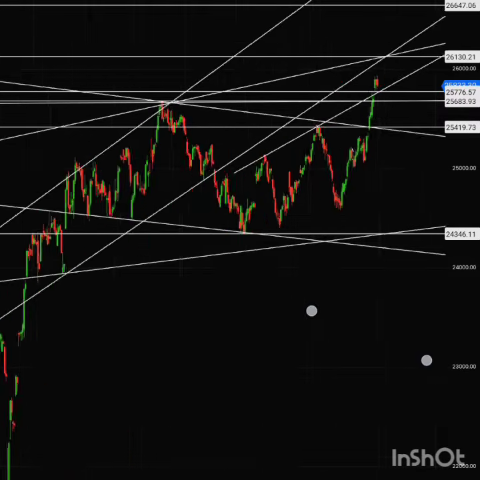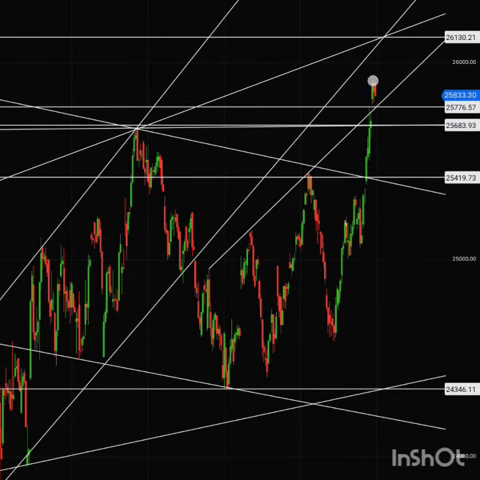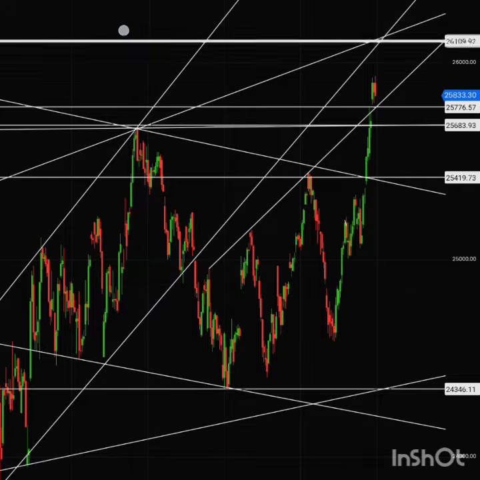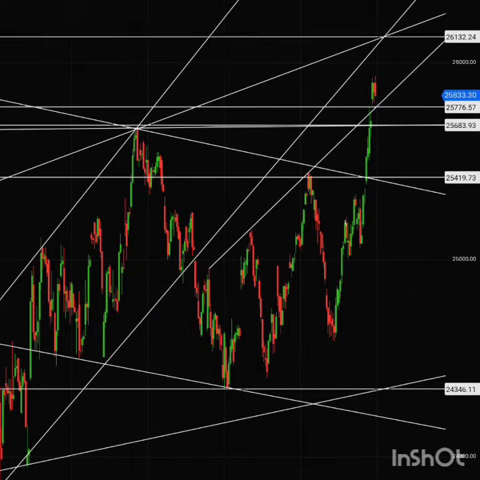Now you check here, if we move directly from here, then it will act as a resistance up to here, that means around 26,040. But both this line and this line intersect in this range, that is around the 26,160 range. This is all I am saying from my experience only, the trend line.